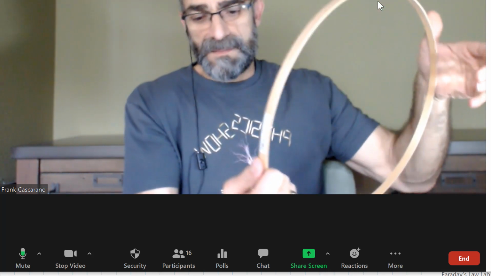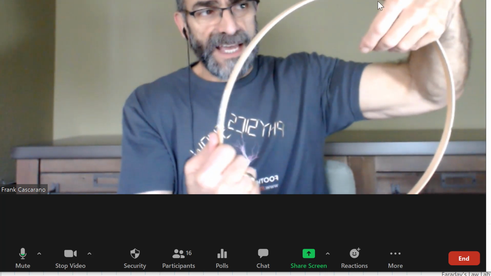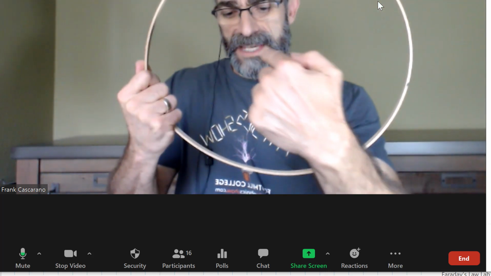So we put our thumb in the direction of the current, and our thumb says that as you look at it, the magnetic field points away from the camera or toward me through this loop of wire, right? Into the page, if we were looking down at a page, right? Into the page.